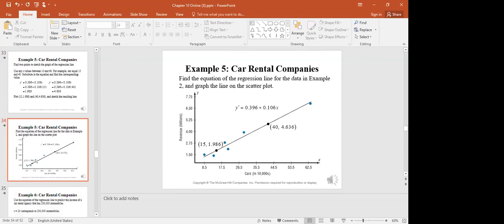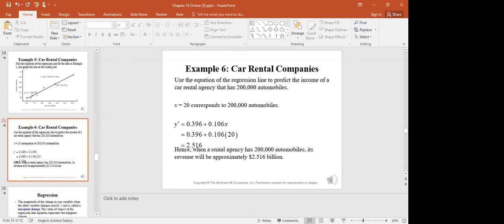So we have our regression line here. For example, use the equation of the regression line to predict the income of a car rental agency that has 200,000 automobiles. Since they are given in tens of 1,000, x equals 20. Always make sure you choose the right unit. We replace into the equation to get y prime equal to 2.516 billion.